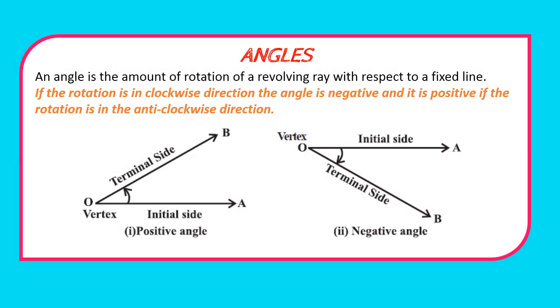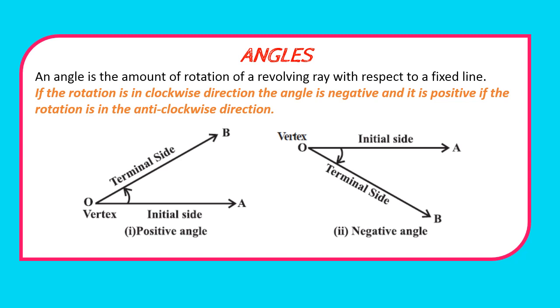So angles, we all have learned about angles since grade 3, 4, 5 and so on. So what is an angle? Angle is the amount of rotation of a ray with respect to its initial position. We have a ray, we rotate it to some part, then that amount of rotation is our angle described by that particular ray. Now if the rotation of the ray is in the clockwise direction, then the angle is said to be negative, and if the rotation is in the anti-clockwise direction, then the angle is said to be positive.